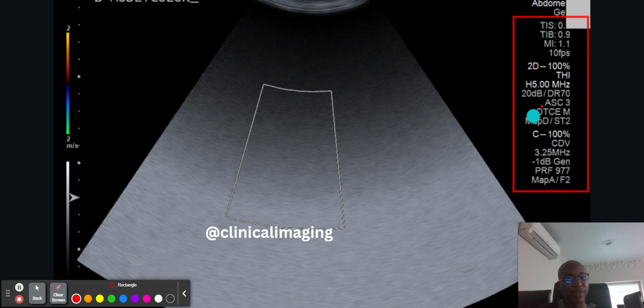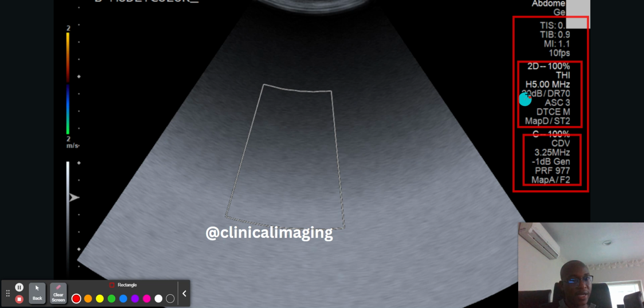If you look carefully, you will notice that the B mode has its own acquisition parameters, which is what we have here, while the color mode has its own acquisition parameters. So if you check here, the frequency used for acquiring the B mode image is 5, whereas here it is 3.25.